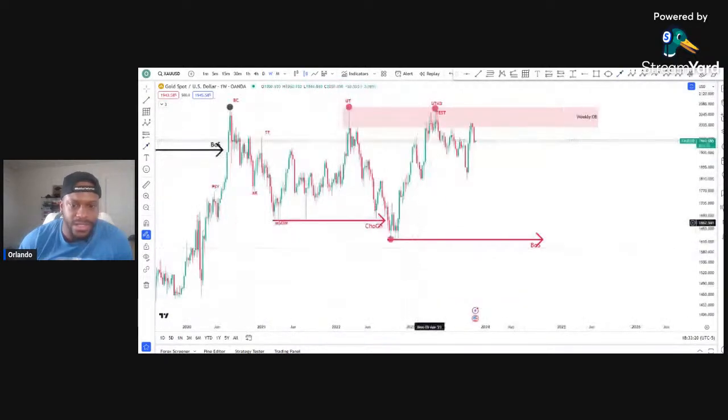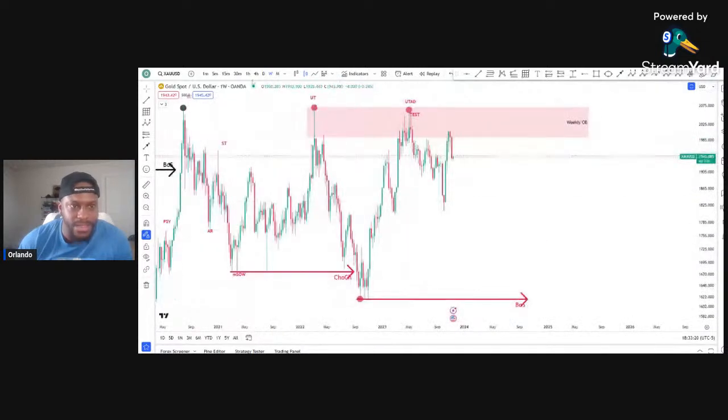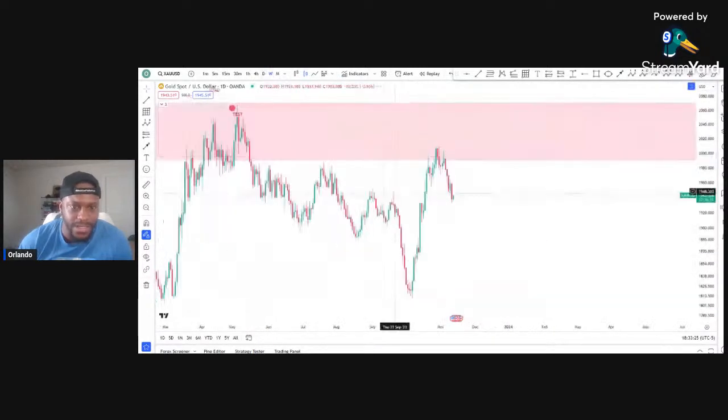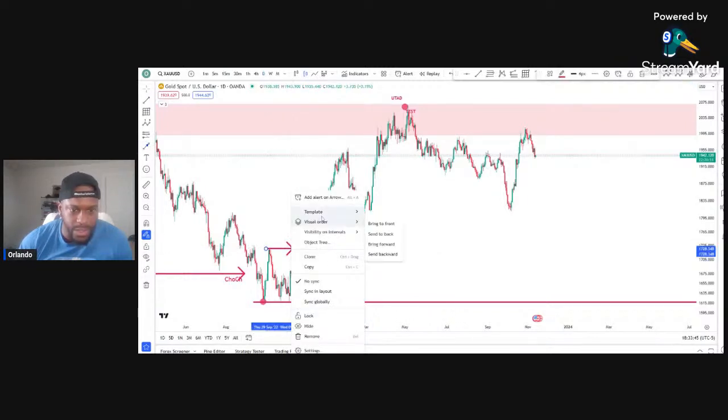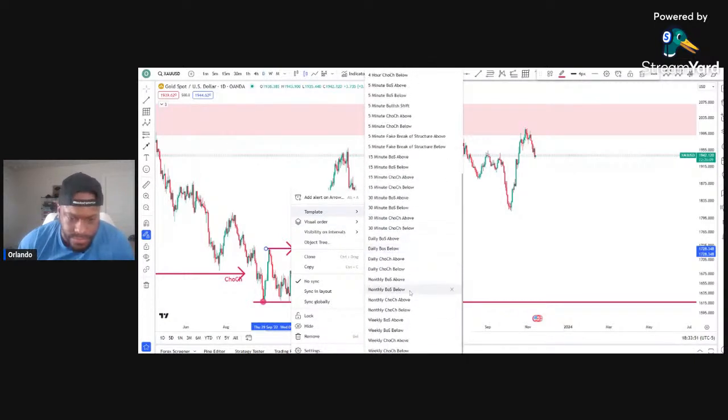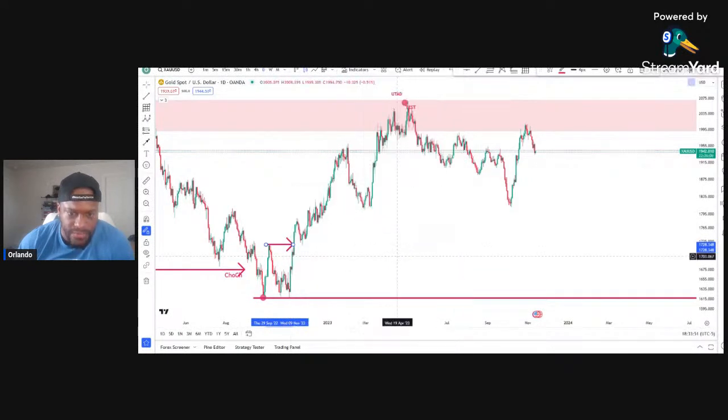So the thing about it is this. I'm going to put that in balance. I'm going to mark that on the daily because it's daily right here. Here we go. So right here is, you can say, a daily change of character right here internally. Daily change of character internally because we made the weekly bearish. So now, bam. Here you go. We're going to go with a daily change of character right here above. Daily change of character above, right?